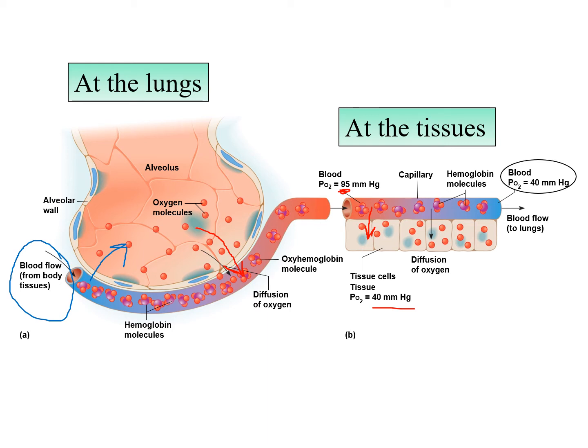Well, if you look at the outgoing blood here, it has a PO2 of 40, which you know happens to be the same as the PO2 of the tissue cells. In other words, we reach equilibrium. We can't go any lower than 40.